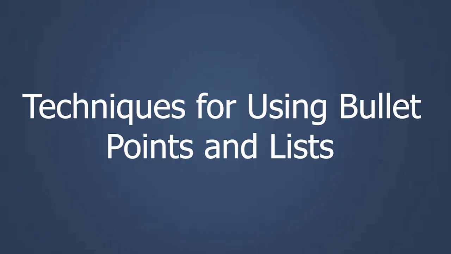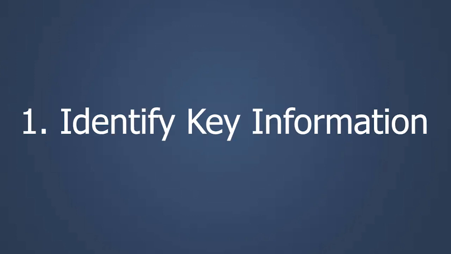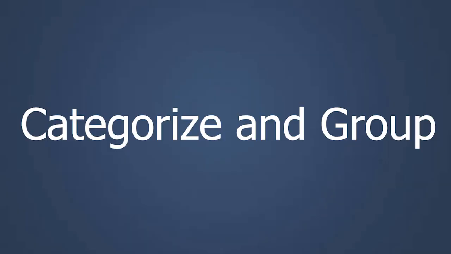Now let's have a look at the techniques for using bullet points and lists. Identify key information. Start by determining the most important points that need to be communicated. Extract these points from the larger text, focusing on those that are crucial for understanding the overall message. Categorize and group. You have to group the related points together. This helps in creating a coherent structure within your list. Use sublists if necessary to further break down complex categories.